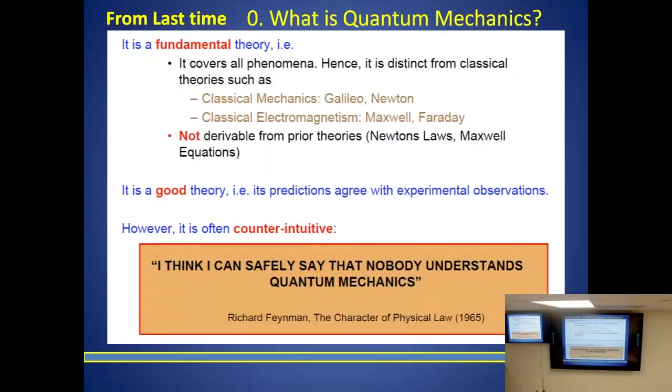Okay. So from last time, what is quantum mechanics? It's a theory that explains nice experimental results, a fundamental theory. And what does it do? Yeah, it explains stuff that could not be explained by the physics that we had prior to it: classical physics, classical mechanics in particular, and classical electromagnetism.